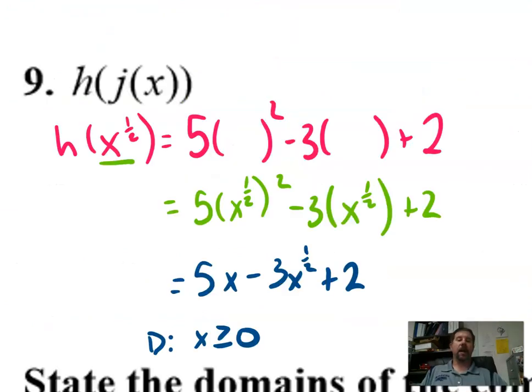All right, so number 9, again, I'm going to plug in x to the 1/2 for j, and I'm going to find h, and h is 5x squared minus 3x plus 2. And I'm going to plug the x to the 1/2 in for all those parentheses, and simplify, and I get 5x minus 3x to the 1/2 plus 2. Again, because j has a restriction on the domain, if you had to do domain for this problem, it would be x is greater than or equal to 0.